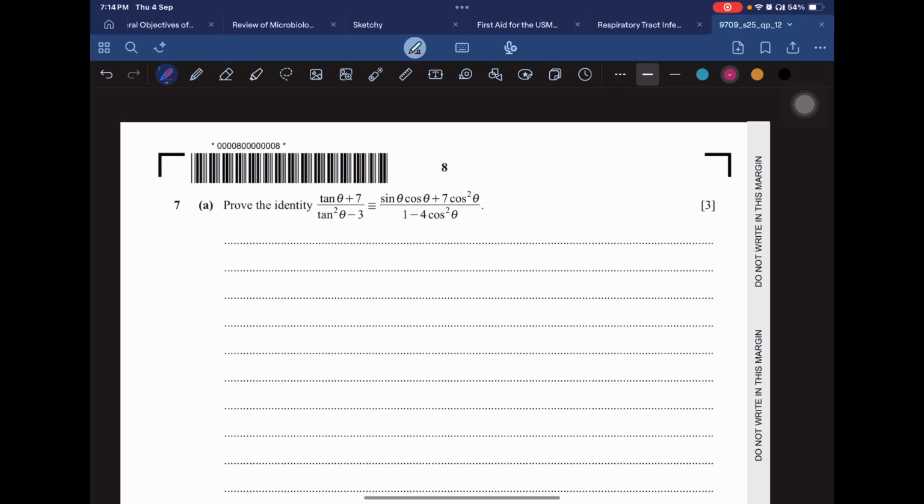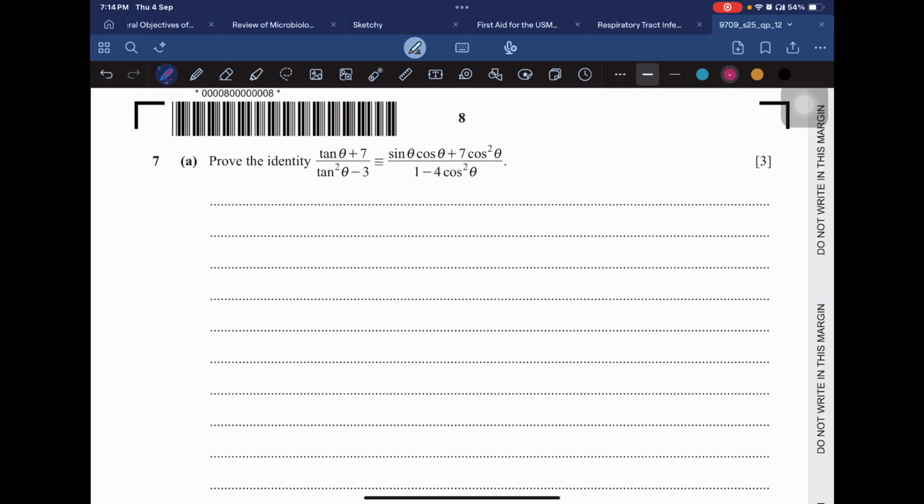All right, so question 7 is about proving an identity. You can see over here, on the left side there's only tan, and on the right side there's only sine and cos. So I'll try to convert the left side to sine and cos as well, using the identity that you all should know: tan theta equals sine theta upon cos theta. So let's get into it.